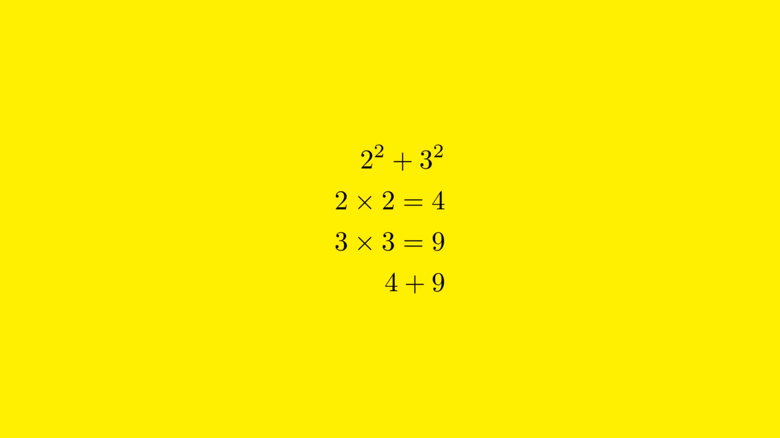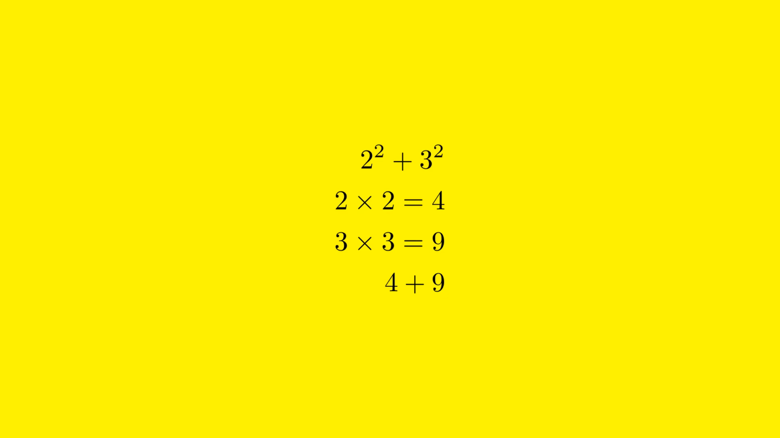Step 1 to solving the problem 2 raised to the power of 2 plus 3 raised to the power of 2 is to understand and execute the concept of exponents. First, let's break this down. When we see 2 raised to the power of 2, this means that we multiply the number 2 by itself. Essentially, it is 2 times 2. Now let's calculate that. 2 times 2 equals 4. So 2 raised to the power of 2 simplifies to 4.